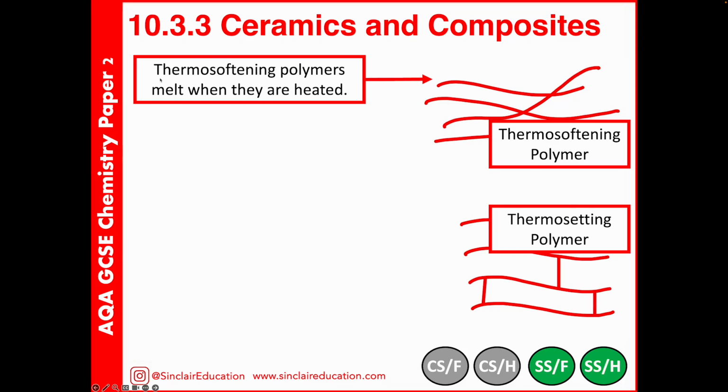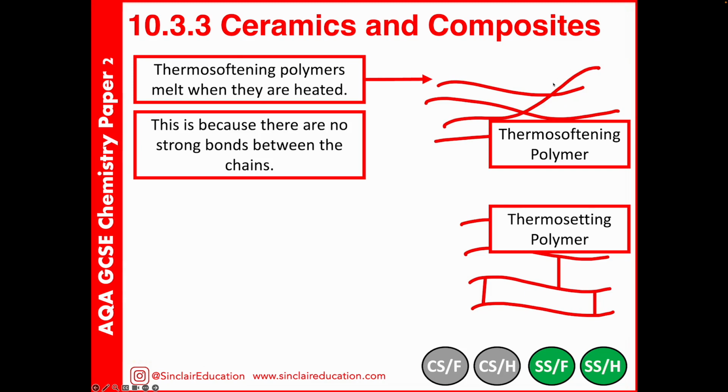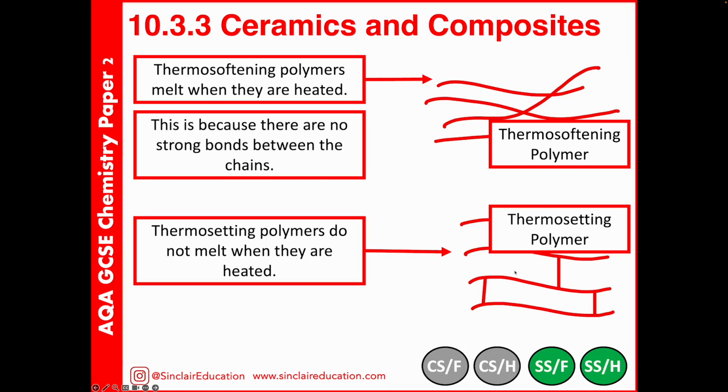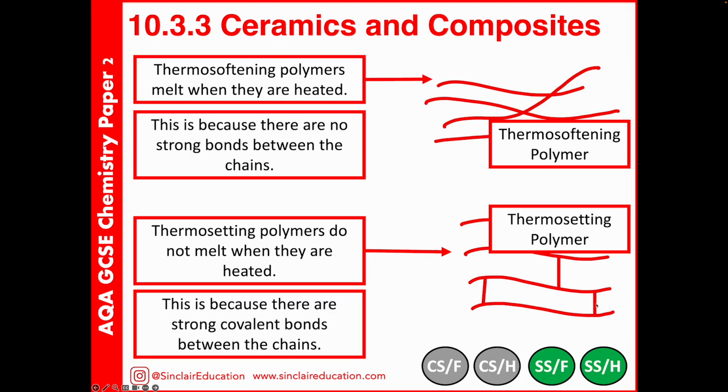Thermosoftening polymers, when heated, so thermo, they will soften. This is because the chains are all in isolation. They're not actually connected to each other. So when heat is applied, the chains just start to move away from each other. When we look at thermosetting polymers, these do not melt when they're heated. That's because the chains are attached together by these side branches. These are very, very strong covalent bonds. And so when we heat this, those bonds do not break. The chains remain in place.